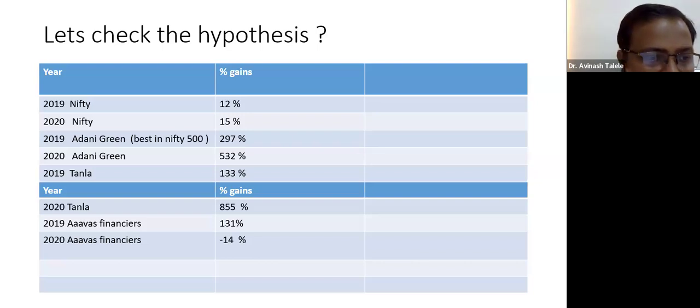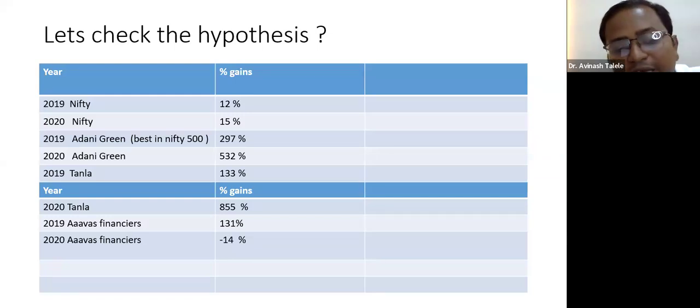I will show you multiple examples and some real trades, what I have done. Another example is Tanla Platforms. It grew by 133% in 2019. And then in 2020, it became 855% gains. That one single stock in one calendar year gave us those many returns.